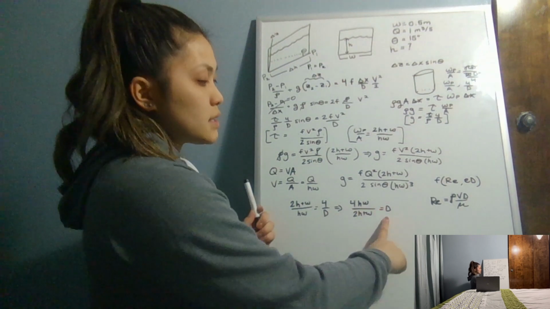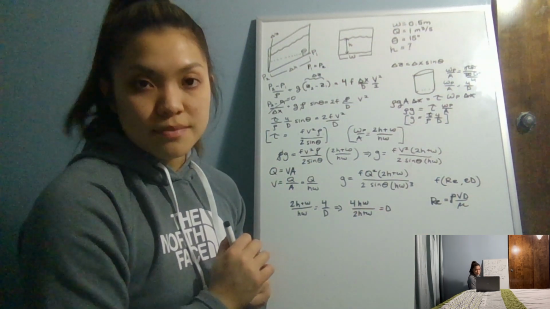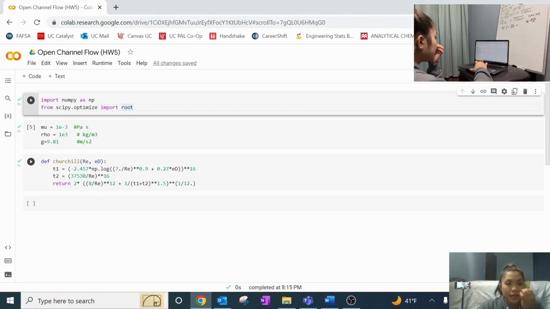But so we'll be needing this diameter expression, the Reynolds expression, and the gravitational acceleration expression. So let's head on over to the code and write it out. Okay, so now that we're in the code, hopefully this will make a little more sense as we code it out.